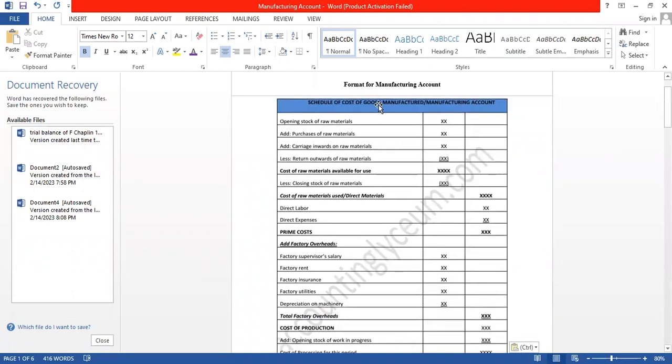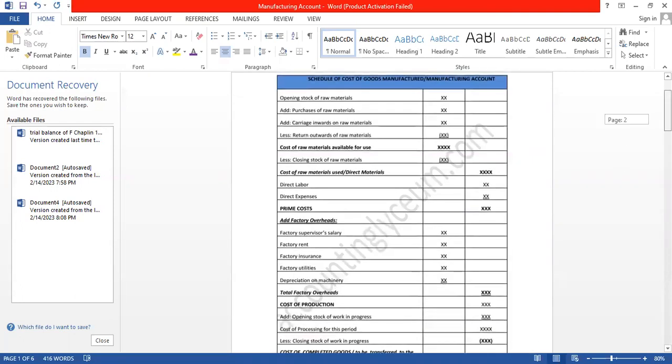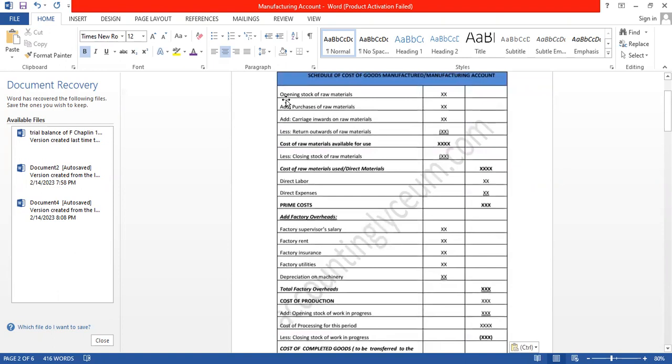You will have schedule of cost of goods manufactured or manufacturing account as the heading of the account. And then you will have the items that you should have: opening stock of raw materials, which will be under the first dollar sign, as you can see. Then add purchases of raw materials. Next, add carriage inwards on raw materials. So you're going to add this figure here to purchases.